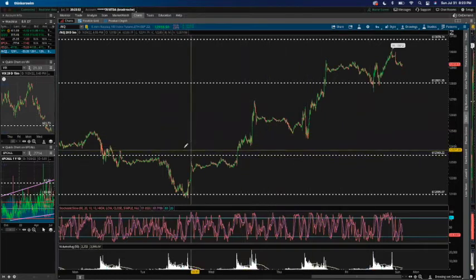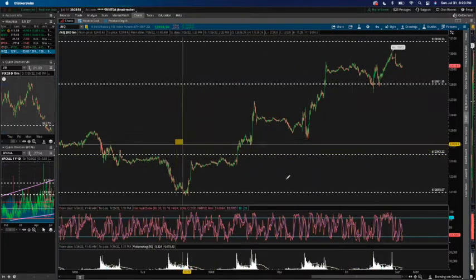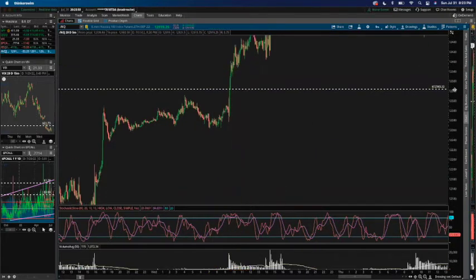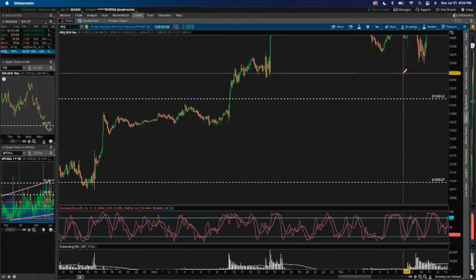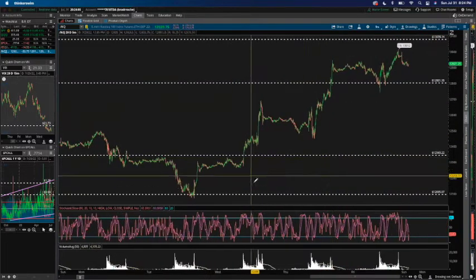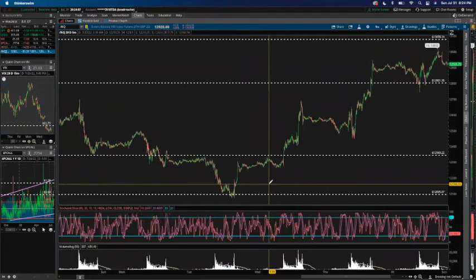Okay, so now take a look here. When we broke above, look at the move we had after. Consistent, huge move up. And this, I can't give you guys an easier way to do it. And this is how I do it.